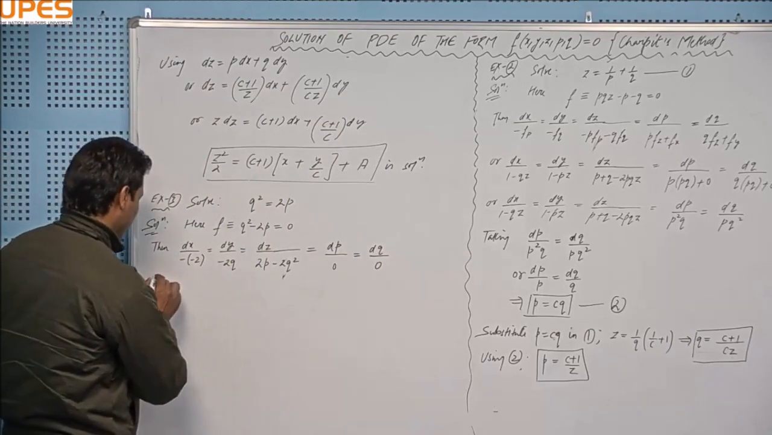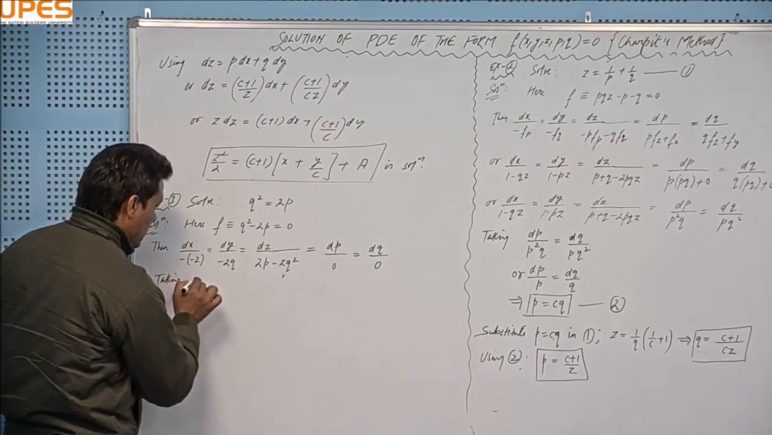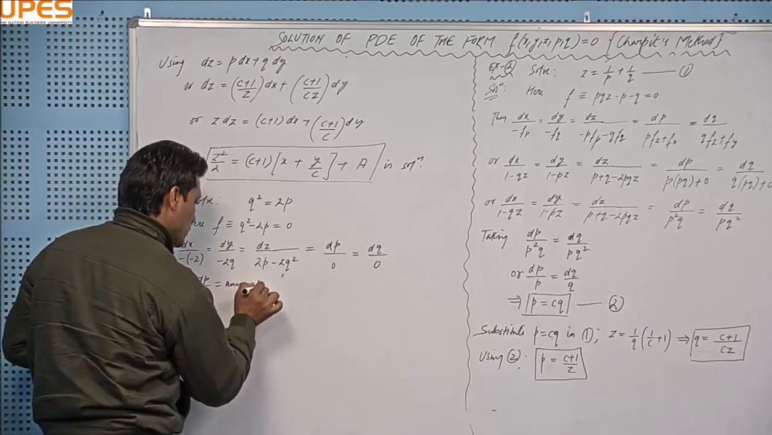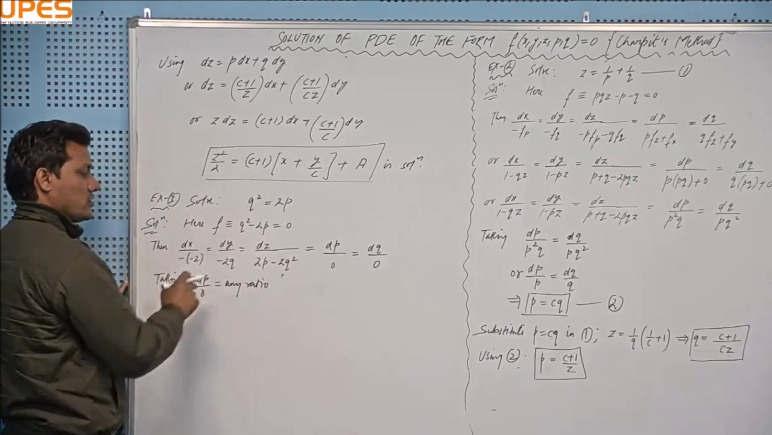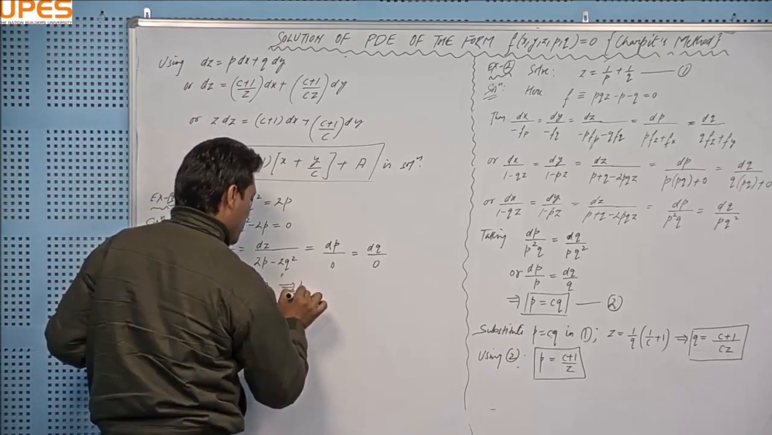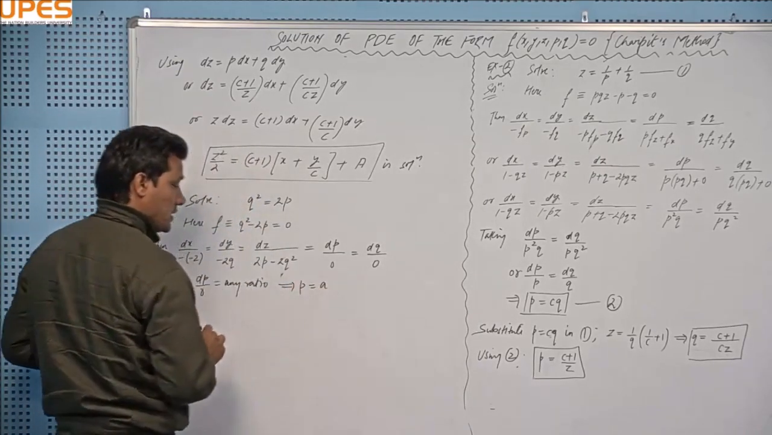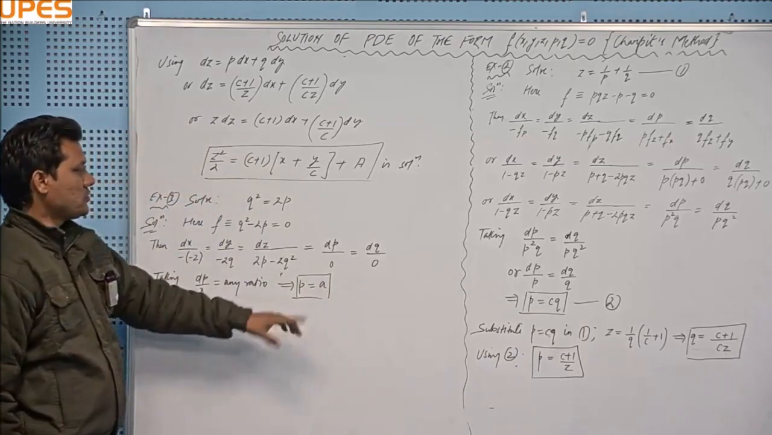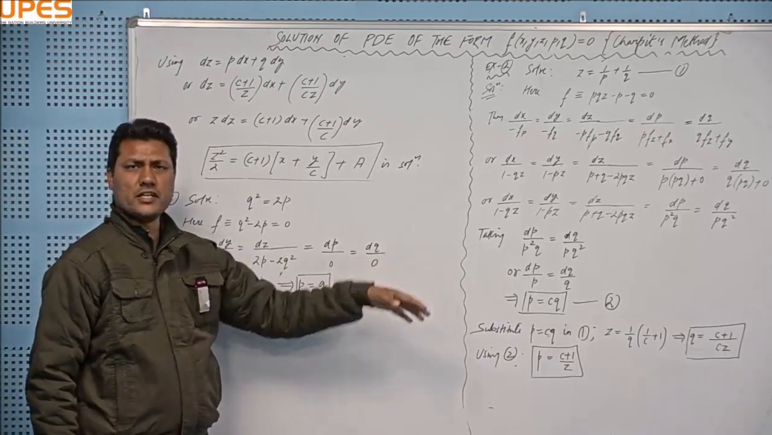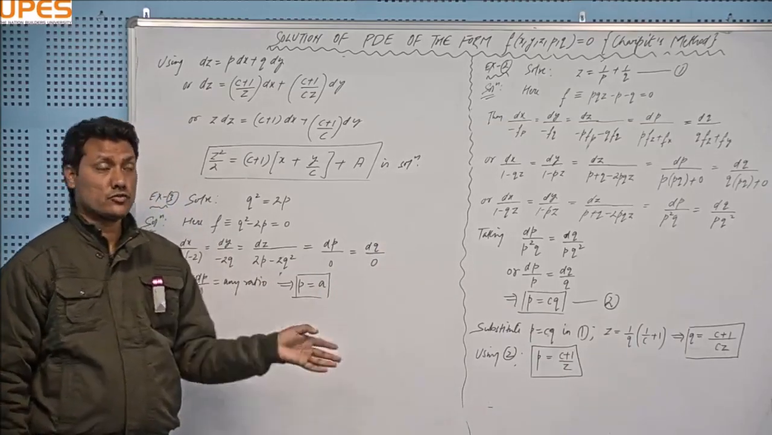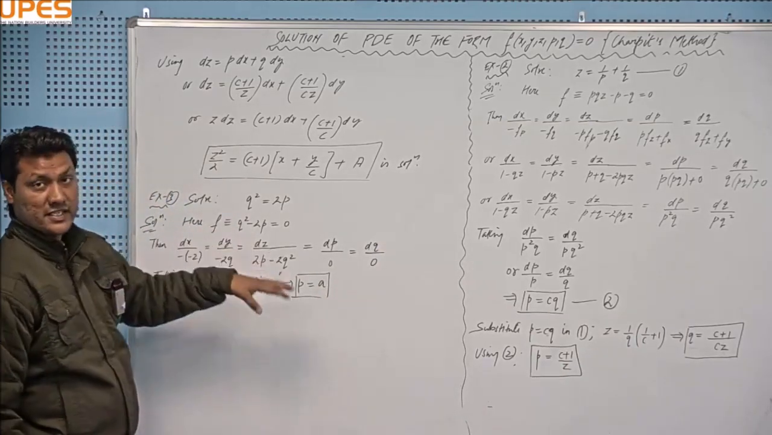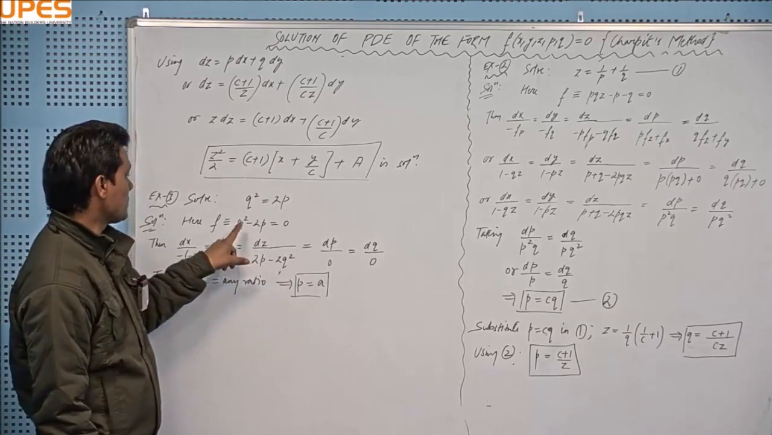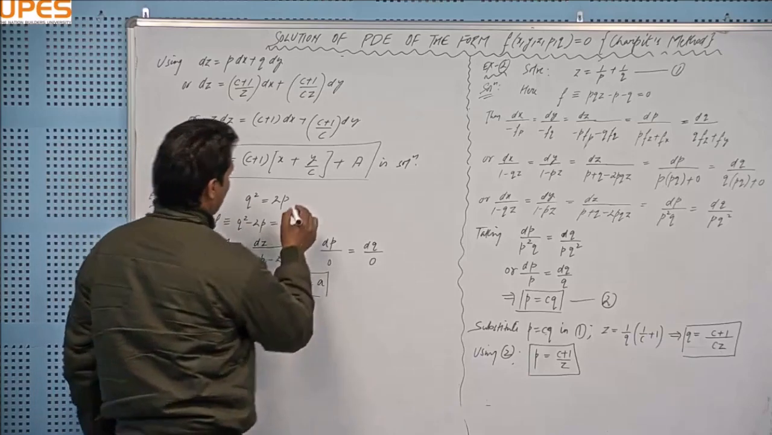So taking dp over 0 equal to any ratio, any of these three, I will get p is equal to some constant a, right? And rather than taking dq equal to 0 and integrating, I will obtain q is equal to b. Then I have to do comparison with this result as I did in example number 1. Then rather, you substitute p is equal to a in this. Let me call it equation number 1.